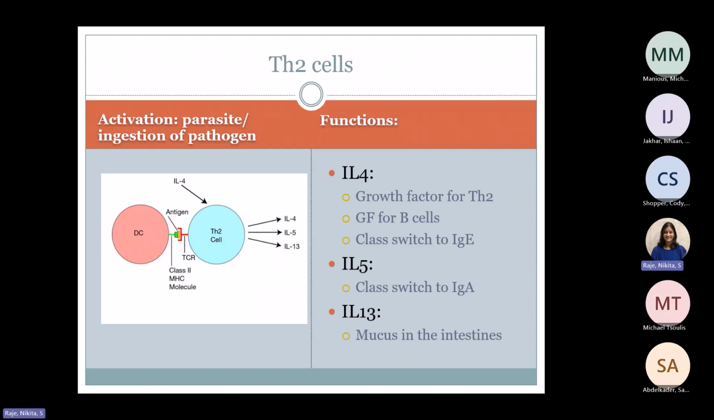IL-4 is a growth factor for Th2 cells, so they help in their own production. They are also a growth factor for B cells, and they help the B cells class switch to IgE. Why is IgE needed? IgE is needed for clearing the infection by that parasite. IL-5 helps in class switching to IgA, and IL-13 helps in production of mucus, and all of these help in clearing infections, mucosal infections, parasitic infections.